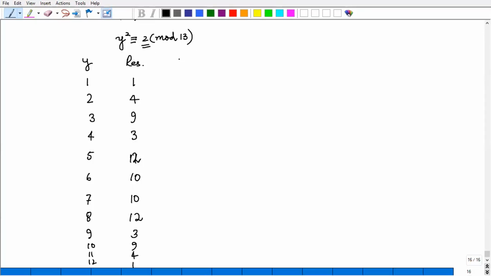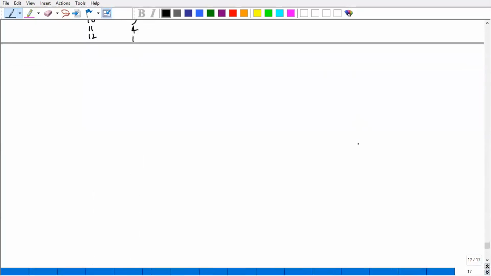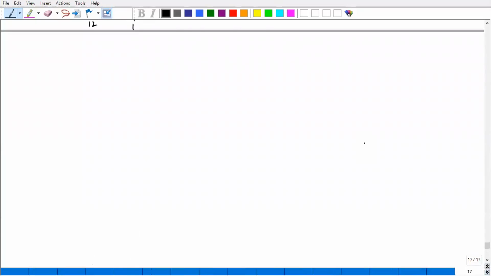So this congruence is not solvable. Okay. So let's have another example in which we will be able to solve the congruence. Okay, look at another example.